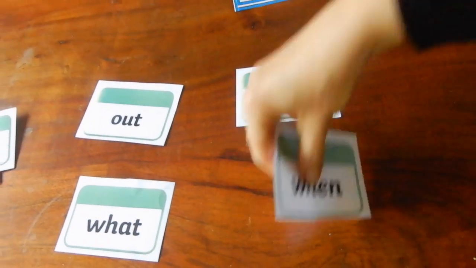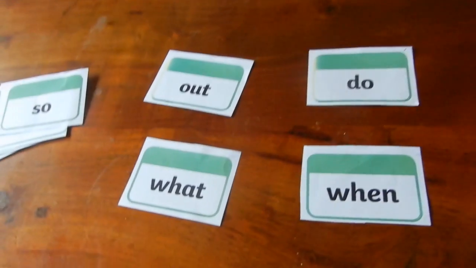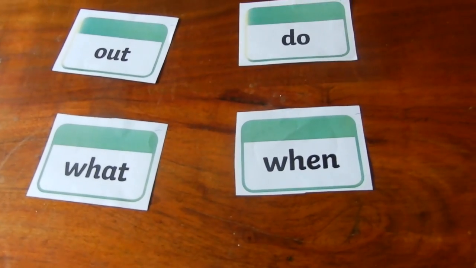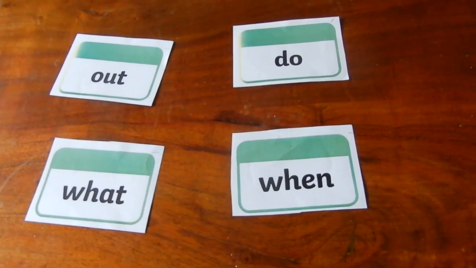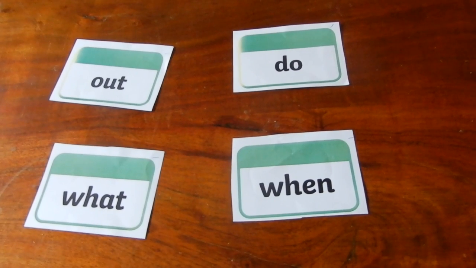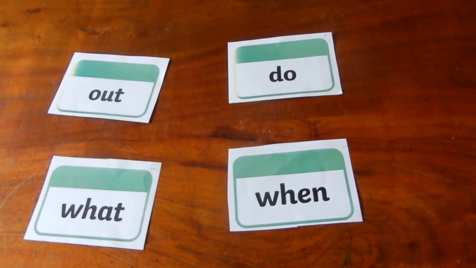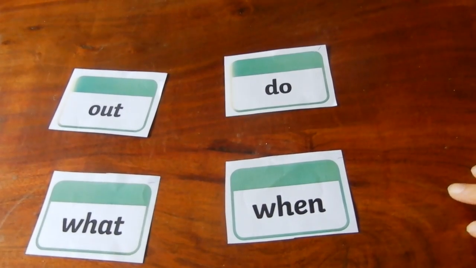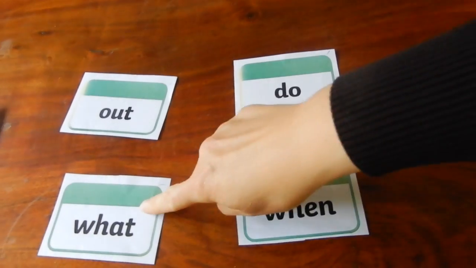And these are the last 4 of our phase 4 common exception words. Can you point to the one that says what? What. Now remember, it blends a bit like what, with the w and the h, just making a w sound together. What. Here is what. There it is.